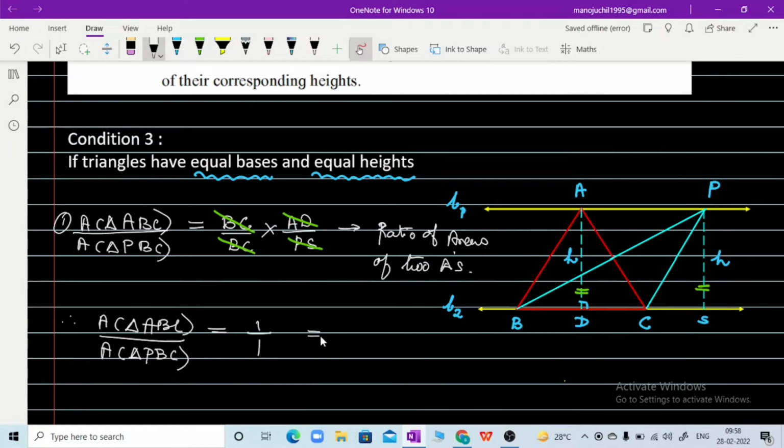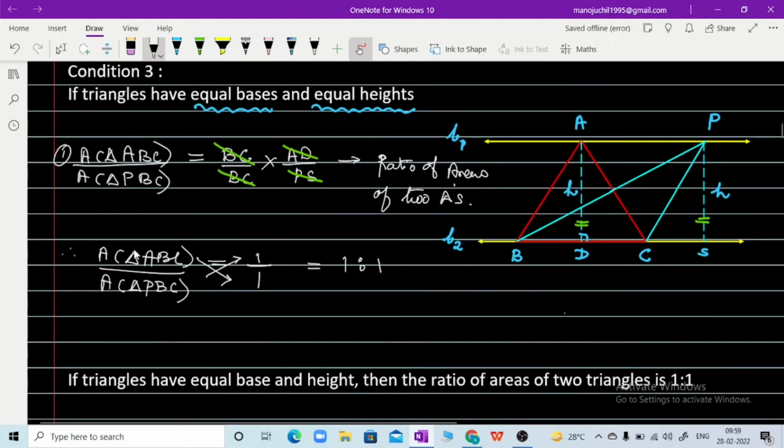So can I tell the ratio is 1:1? The ratio of areas of the triangles here will be 1:1. But under what condition? The condition is that if the triangles have equal bases and equal heights, the ratio of areas of the two triangles will be equal to 1:1. Whereas suppose I'm not writing it in the form of 1:1, if I cross multiply, what do I get?